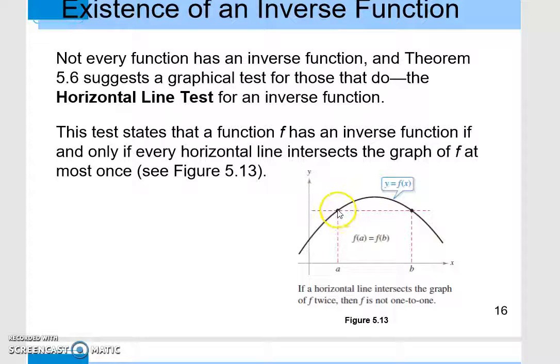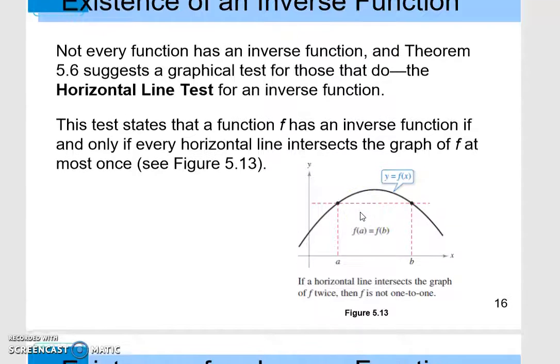You see where for x equals a and for x equals b, they both have the same y coordinate. So we can say that f of a equals f of b. And if a horizontal line intersects the graph of f twice, then f can't be 1-to-1. So just to read this, the horizontal line test states that a function f has an inverse function if and only if every horizontal line intersects the graph of f at most once. Since this horizontal line intersects this graph twice, this function would not be 1-to-1, so it wouldn't have an inverse function.